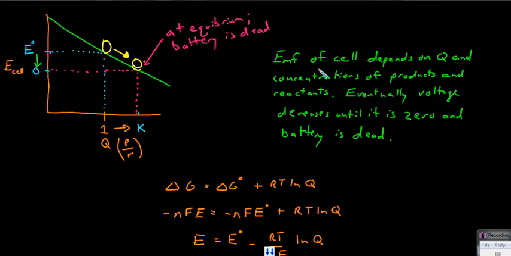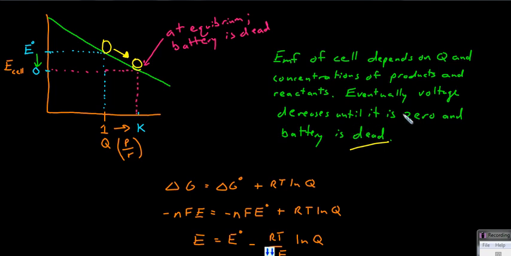Yes, the EMF of a cell depends on Q, the reaction quotient, the concentration of products over reactants. It depends upon the concentrations of products and reactants, and eventually the voltage will decrease until it's equal to 0, and the battery is dead. You've seen dead batteries, and this is the reason that you get a dead battery. The voltage has fallen to the point of being 0.